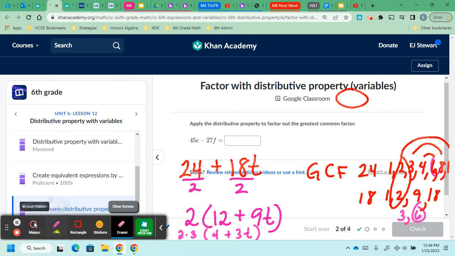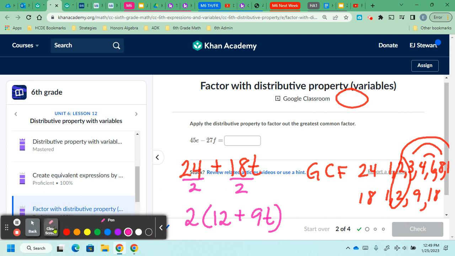Oh, it's not erasing. Clear screen. Okay, we're going to have to do this one with all this other mess on the board.